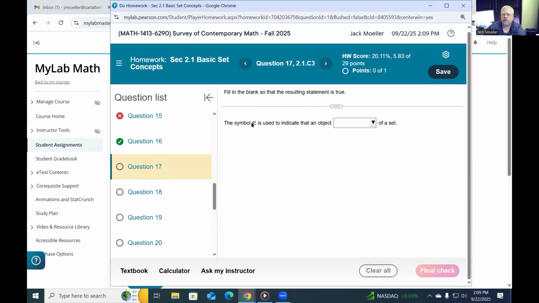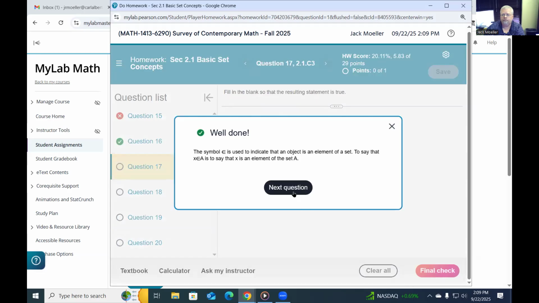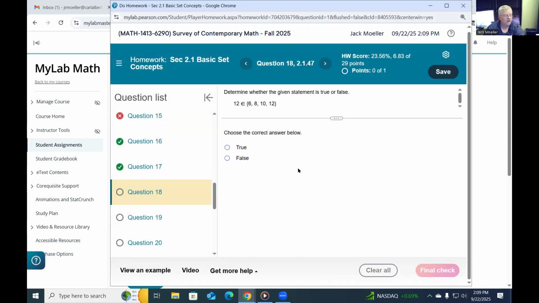Okay. What is that little funky looking E symbol for? It's an element. So you start to get a feel, hopefully, for how these questions are different, how this chapter is going to be different.